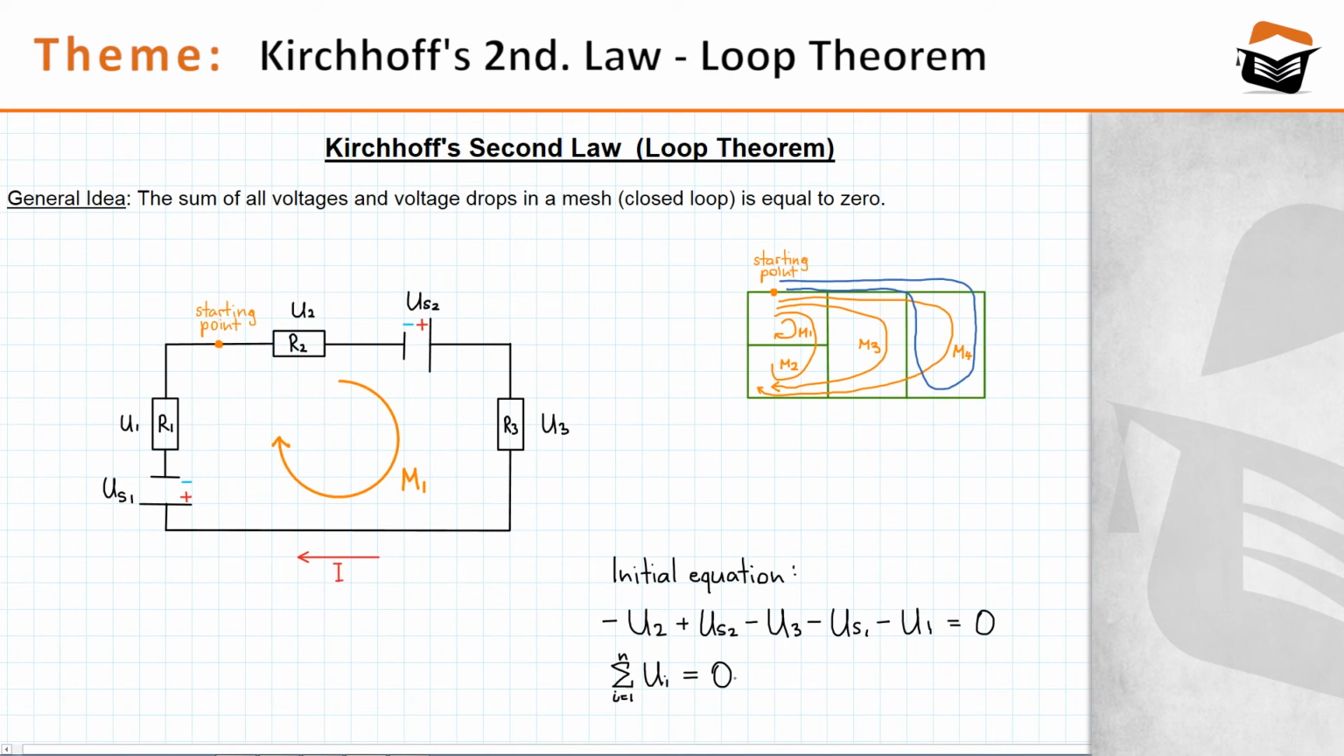Now, how do you calculate the voltages? We don't have any specific numbers yet, but we will have them in the second part of the video. However, you can calculate the voltages by simply multiplying the current by the resistance for each resistor, such as U1 is equal to R1 times I. Okay, we hope that we could explain the basics of Kirchhoff's second law, and in the next video we will work out a mathematical example.